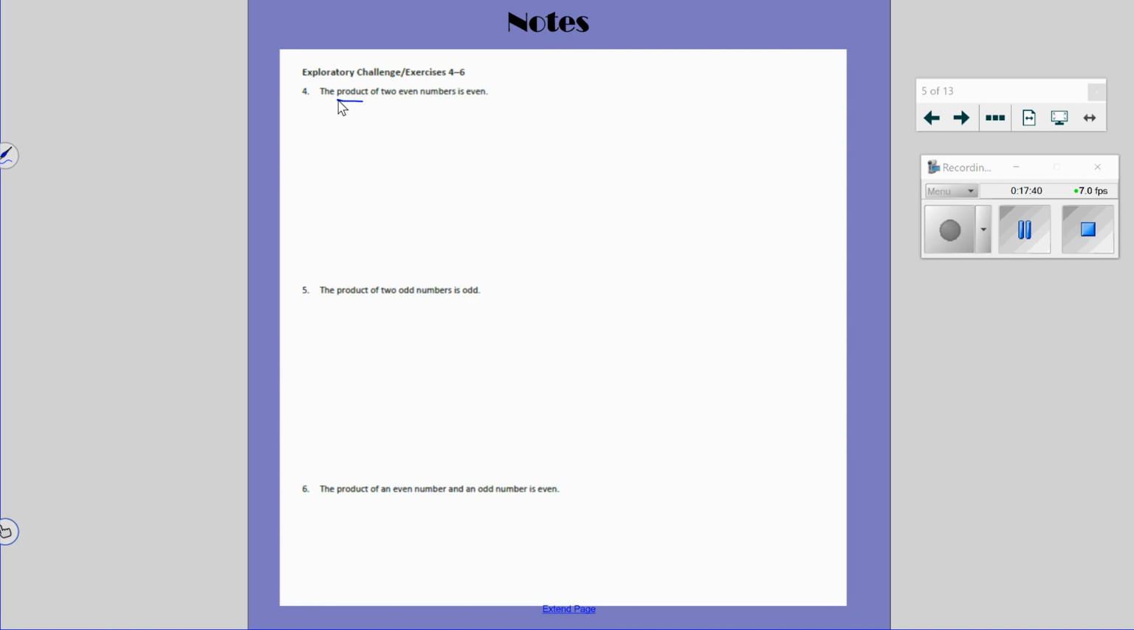Multiplication. Aaron, don't forget to put the pass back up and sign back in. The product of two even numbers is even. Is this true or false? Wow, Sylvia sounds really confident. Nora, you sure about that? Are those two even numbers?